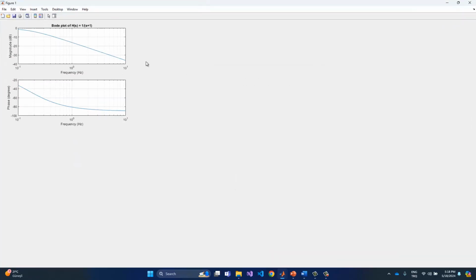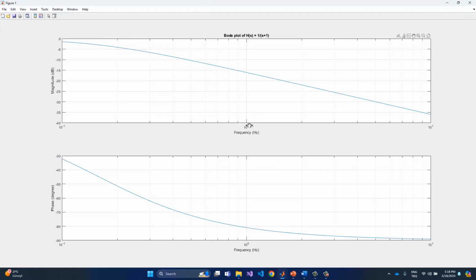If I run this code, then we will have our Bode magnitude plot. Okay, and so at 1 Hertz we have minus 15 points in here, just like this one. But just see that if you push any points in here, the Y must be equal to minus 3.